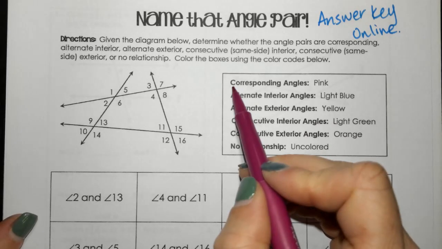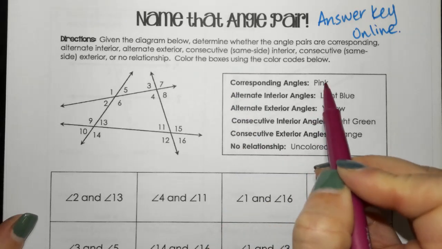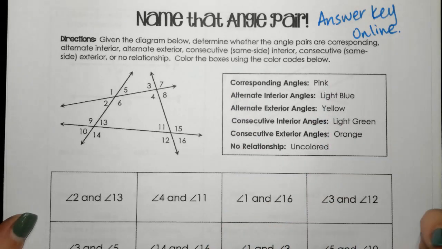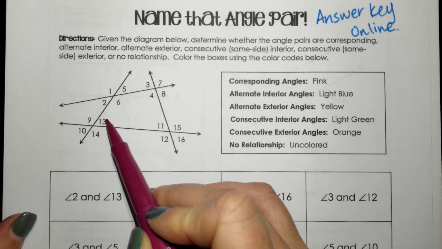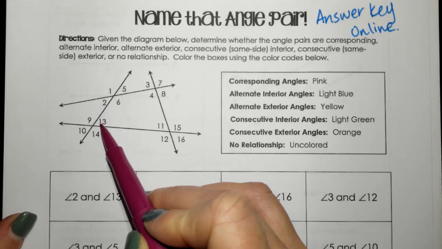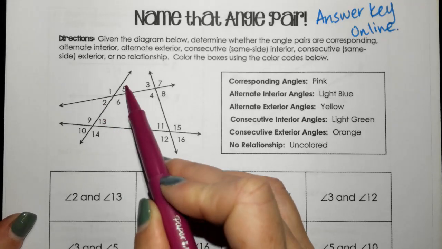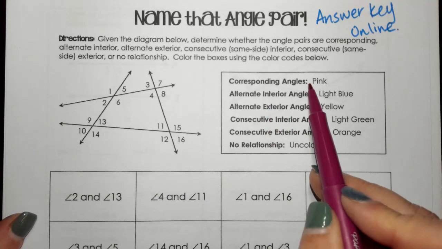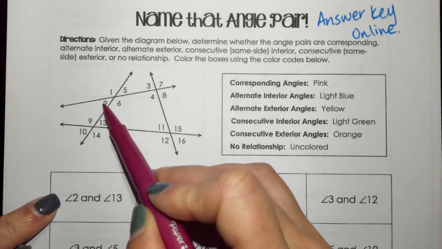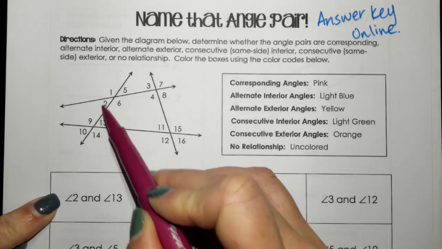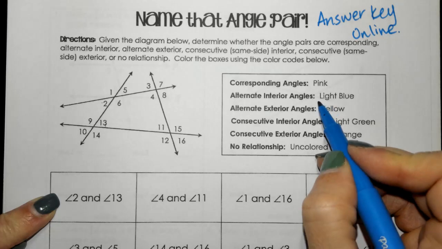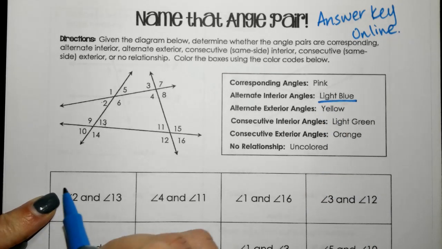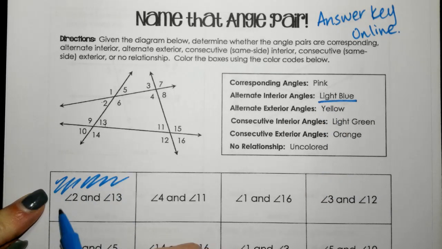This first one says, any corresponding angles we would label pink. So let's look and see what this first one is. Angle 2 and angle 13. So angle 2 and angle 13 are definitely not corresponding. Corresponding angles would be 13 and 5, so same place along the transversal. These are not, so it's not going to be pink. These instead are 2 and 13, alternate interior. So alternate interior angles, we're supposed to shade that box in light blue. So I'm going to shade this one in light blue.